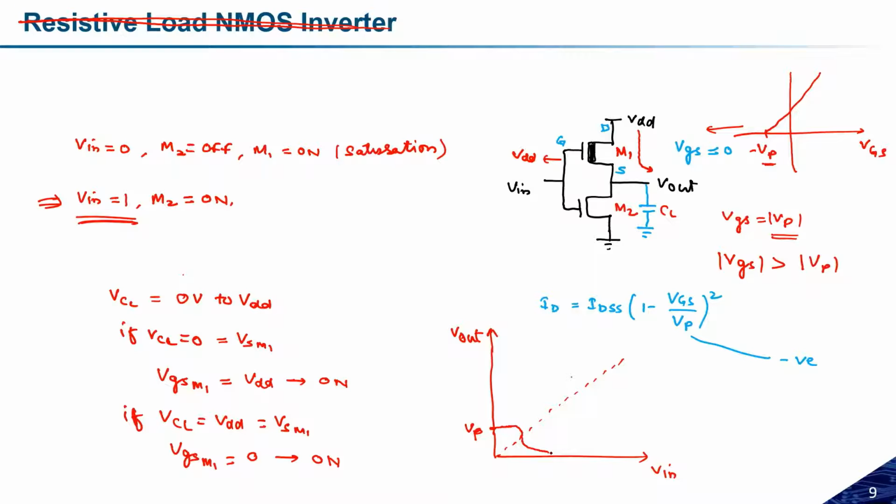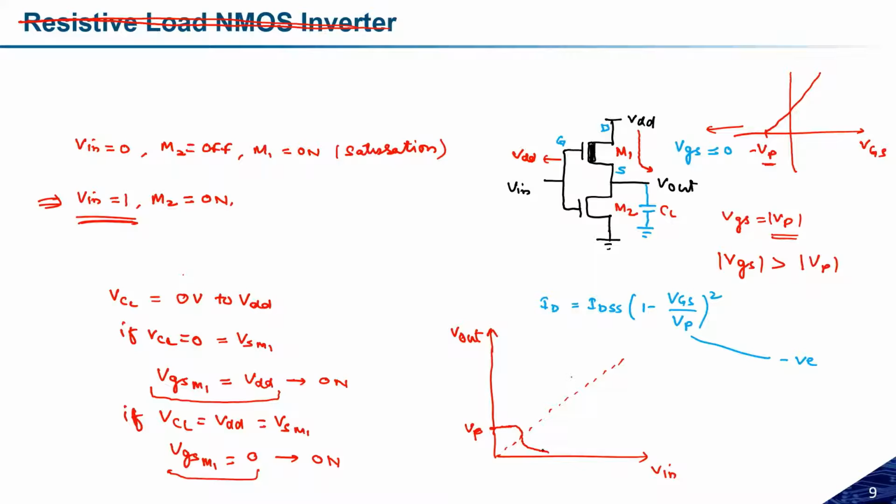Sir, why can't it go above VP in the second case? In the second case, when both transistors are in on state, what is happening? See here, if both the transistors are in on state, VGS here is equal to VP. So we can have two possible combinations: either VGS becomes VDD, or the VGS becomes 0, and in both cases, the transistor is in the on state. But what happens?